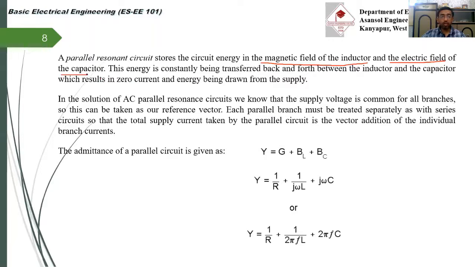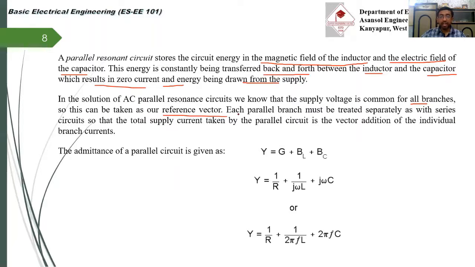Now, a parallel resonance circuit stores the circuit energy in the magnetic field of the inductor and the electric field of the capacitor. The energy is constantly being transferred back and forth between the inductor and the capacitor. That results in zero current and energy being drawn from the supply. Here, in the solution of AC parallel resonance circuit, we know that the supply voltage is common for all the branches. That means V is our common. That's why it is taken as reference for parallel circuit. Clear? So this can be taken as our reference vector.